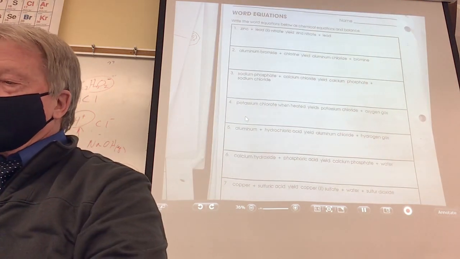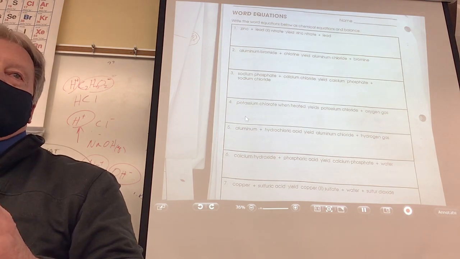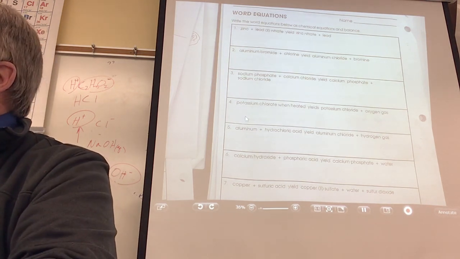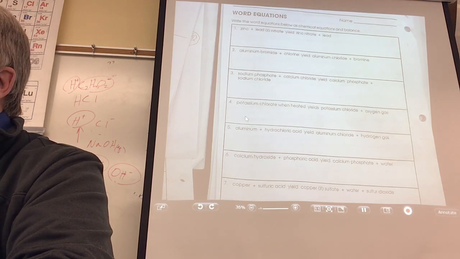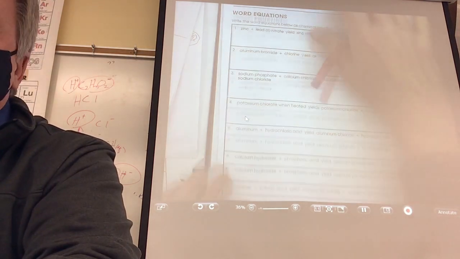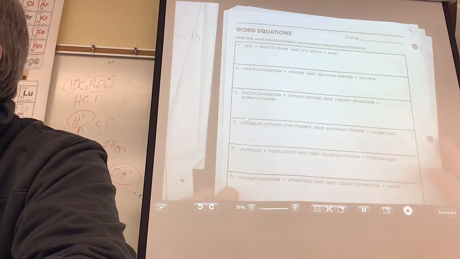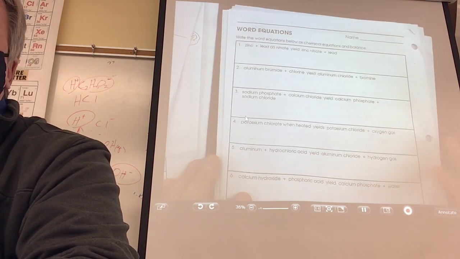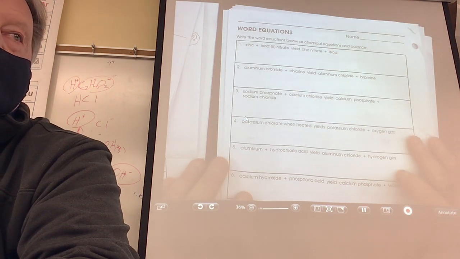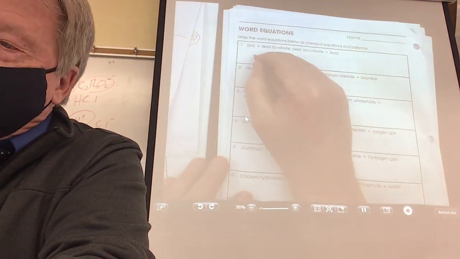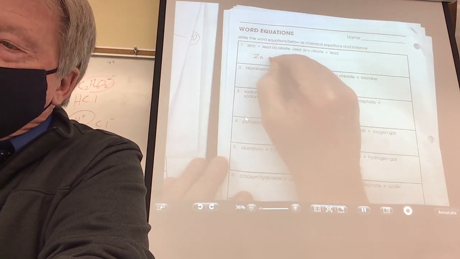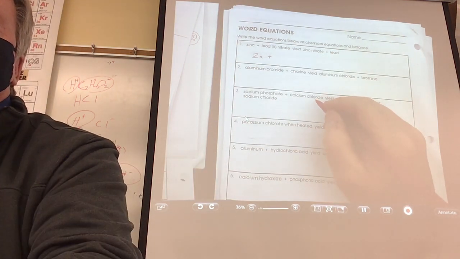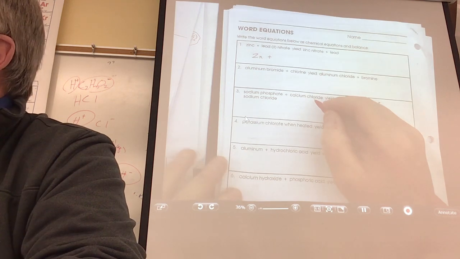Now, what you're going to do over here is take English words and translate them into a chemical equation. All right? So I'm going to help you, and then I'm going to let you get in little groups and try a couple of these. All right, so here we go. How do you write zinc? Okay, that's easy. And you told me I had to make sure I knew how to write formulas. Yes, I did.